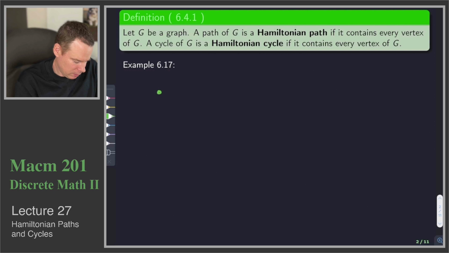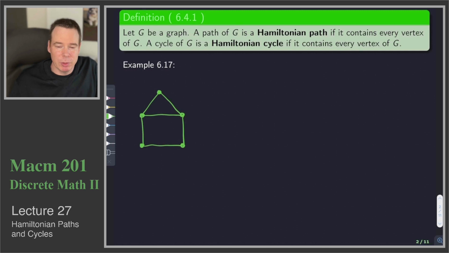So let's look at some examples. We'll start with a graph. This one has 5 vertices. And here are our edges. Does it have a Hamilton path? Let's see if we can find one. So we'll start at this vertex. I'll go along an edge, this edge, and this edge. And there we go. We found a Hamilton path. So this graph has a Hamilton path.